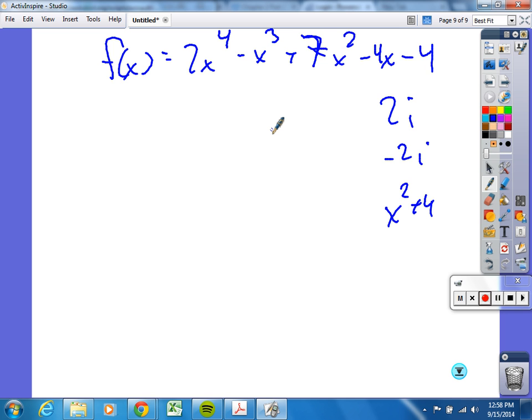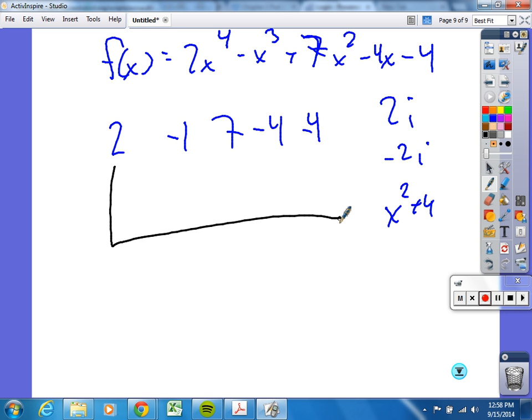I've showed you. You ready? We're going to do synthetic. 2, negative 1, 7, negative 4, negative 4. You might want to give yourself a little bit more space than I did there, because this is imaginary numbers, and so you're going to have some more complex numbers. So I could use 2i or negative 2i, whatever one you want to start with. Let's use a 2i. So what's the same process? Do the same things, it's just going to look a little bit different. Bring down the 2.